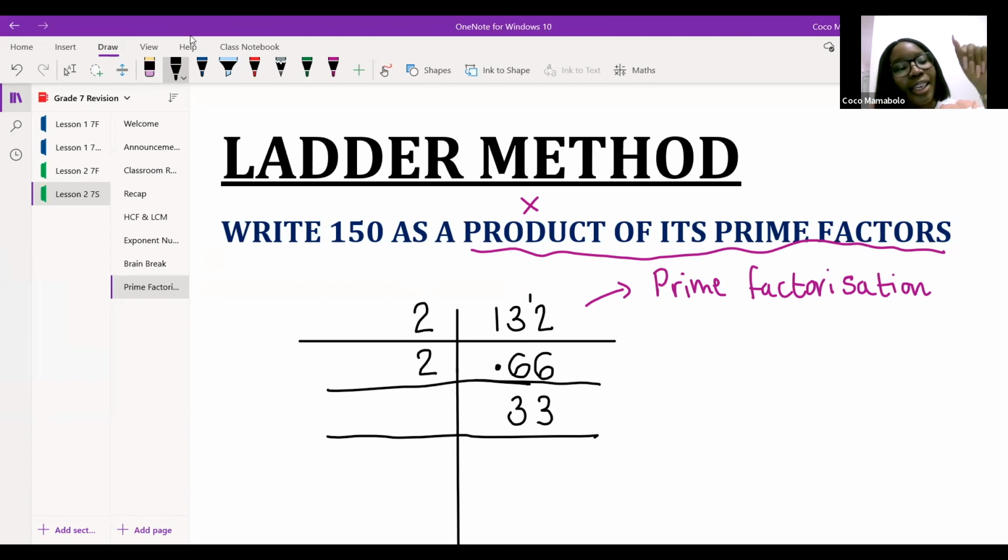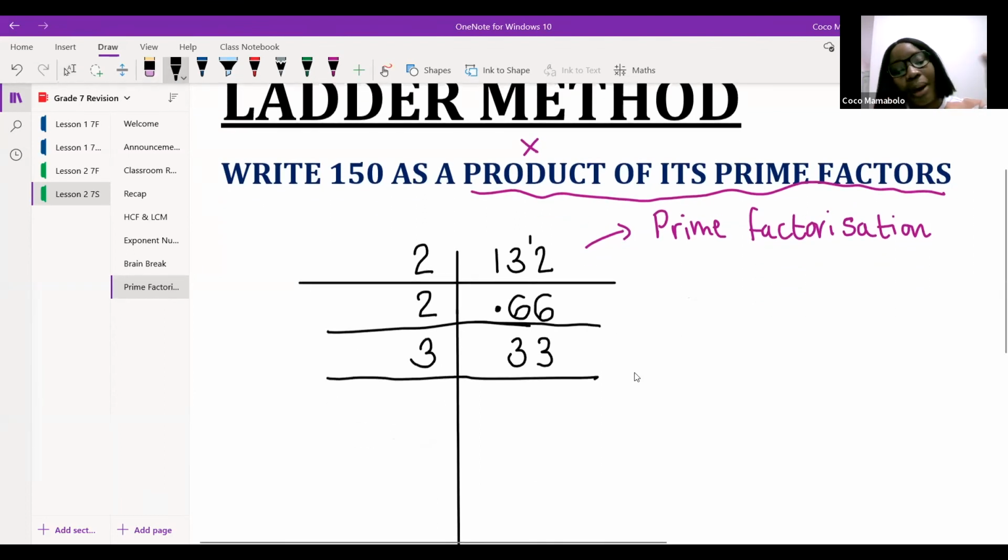Now, I need a prime number that will divide into 33. Which prime number can divide into 33? Good, 3. Right, excellent. So now I have to do that all over again. 3 divided by 3 is 1, and 3 divided by 3 is 1 again. Okay, so my answer is 11.